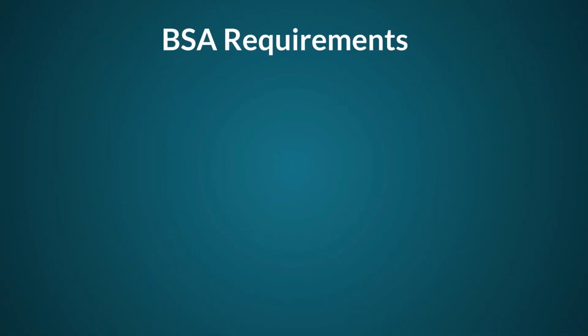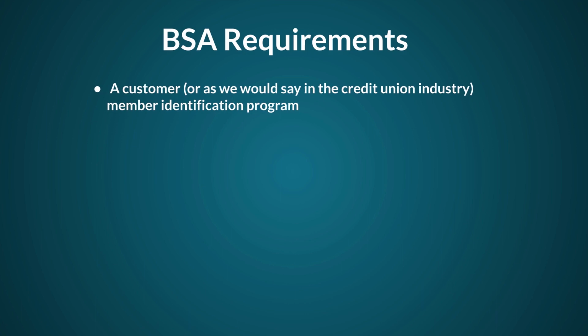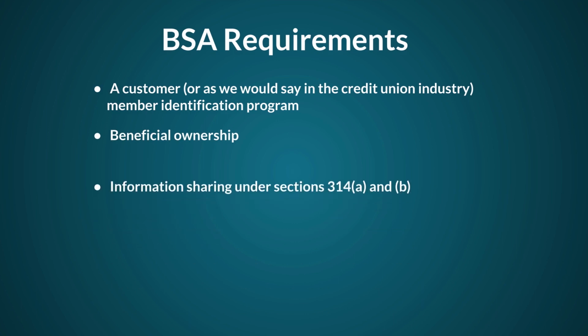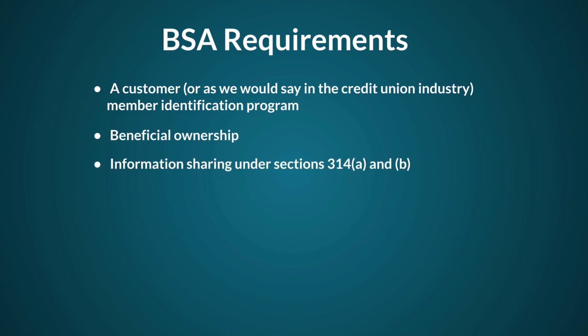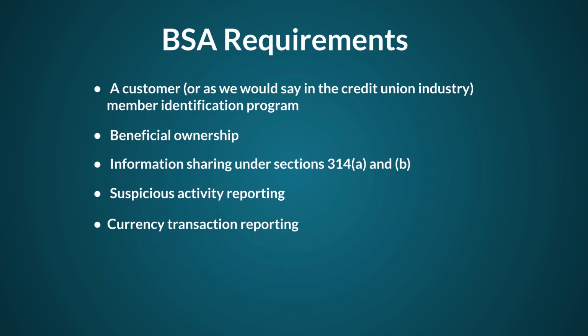What exactly is required? Your credit union should have policies and procedures for customer, or, as we would say in the credit union industry, member identification program, beneficial ownership, information sharing under sections 314(a) and (b), suspicious activity reporting, currency transaction reporting, record keeping, and risk assessment.